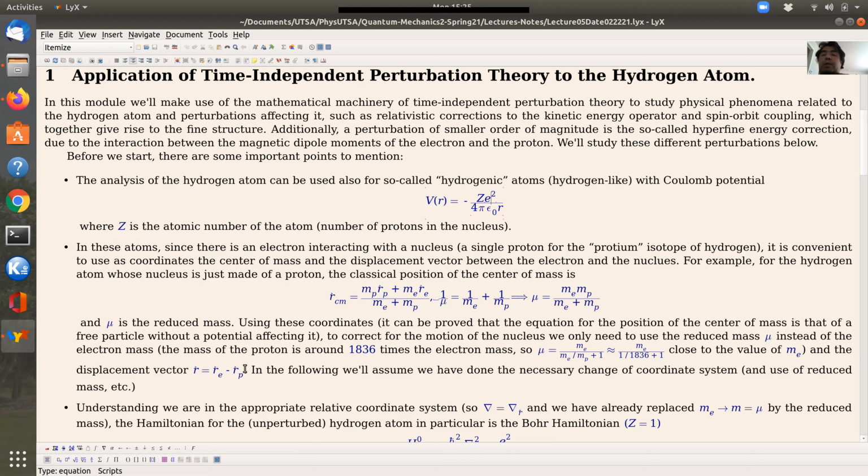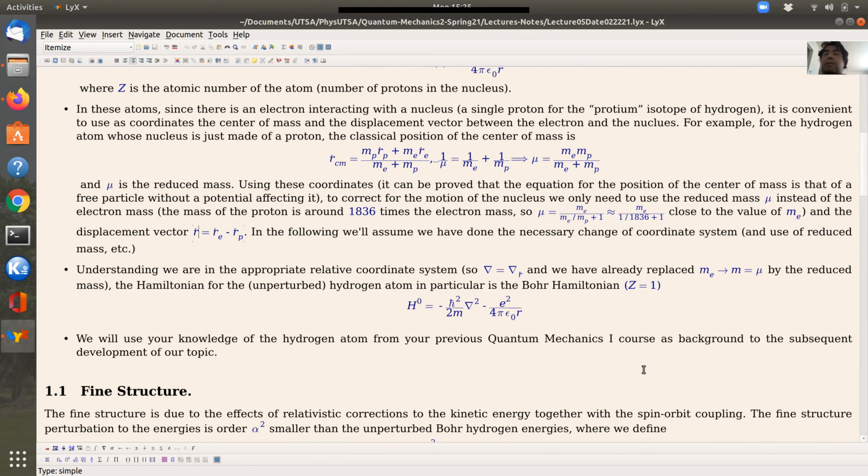Again, this is the coordinate that we're going to use, and we're going to refer to it as r in our situation. We're going to assume that we have done the needed change of coordinates and use of reduced mass, etc. So we have done this replacement, and in the right coordinates I just indicated the Hamiltonian for the unperturbed hydrogen atom, which is what you studied before. Let's put, for example purposes, Z, the atomic number, equal to 1. This is the Bohr Hamiltonian, where you have the kinetic energy term and the potential 1 over r term, right? So this is your old friend, the hydrogen atom Hamiltonian.